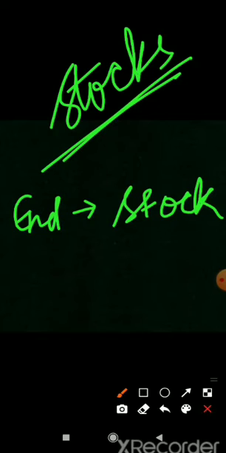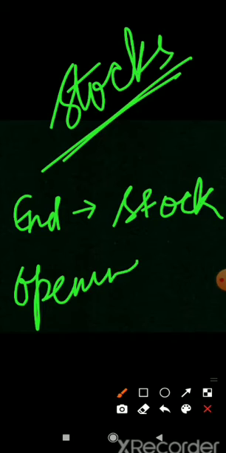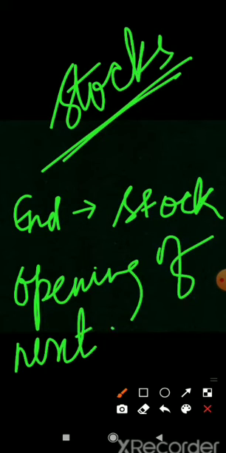Now, this stock of goods that is left at the end of 1 year will be used next year, at the opening of next year. So when you use this stock at the opening of next year, it is called opening stock. And the same stock which was left at the end of the last year is called closing stock. So let's just take an example to understand this.